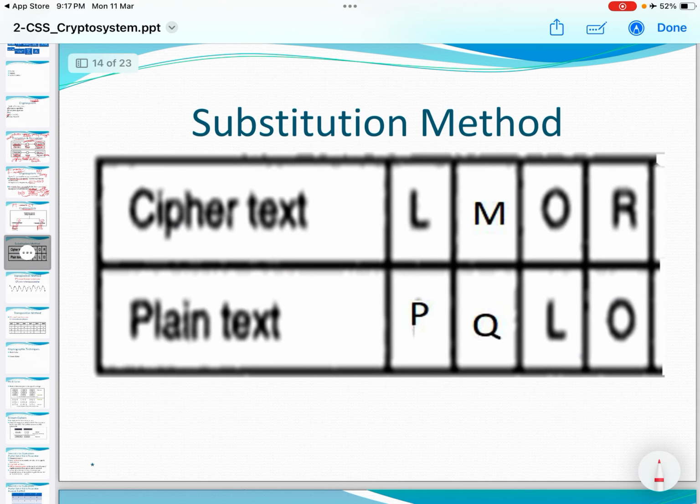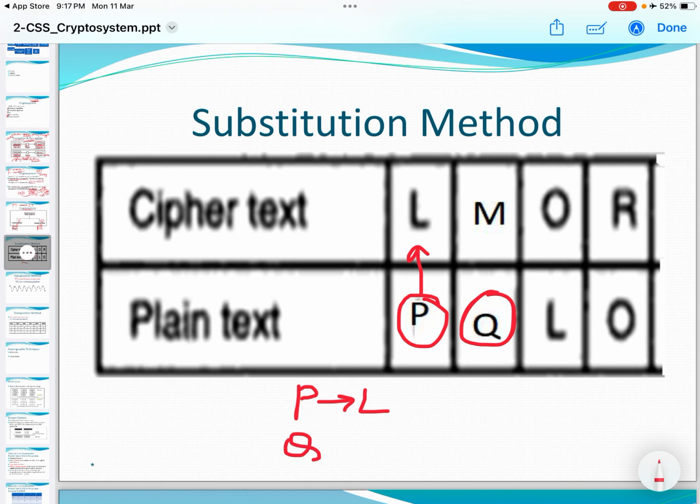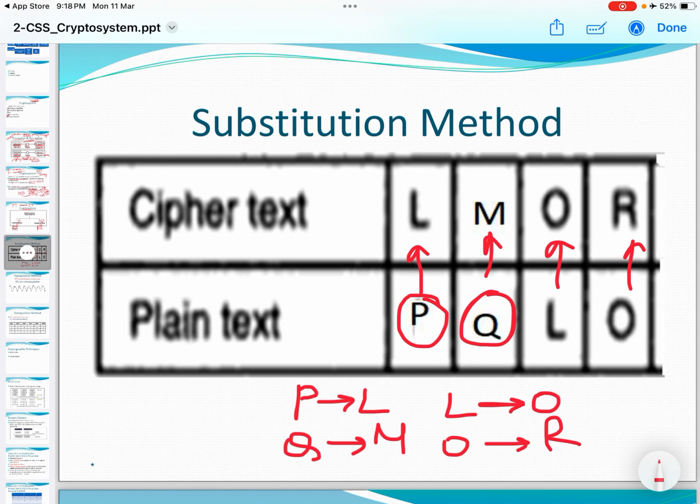So substitution means what? Plain text letter is P, you are substituting P with L. Plain text letter is Q, you are substituting Q with M. Plain text letter is L, substituting with O. Plain text letter is O, substituting with R. So this is your substitution. You are carrying out substitution at various stages. That means you are substituting the letter with some other letter.